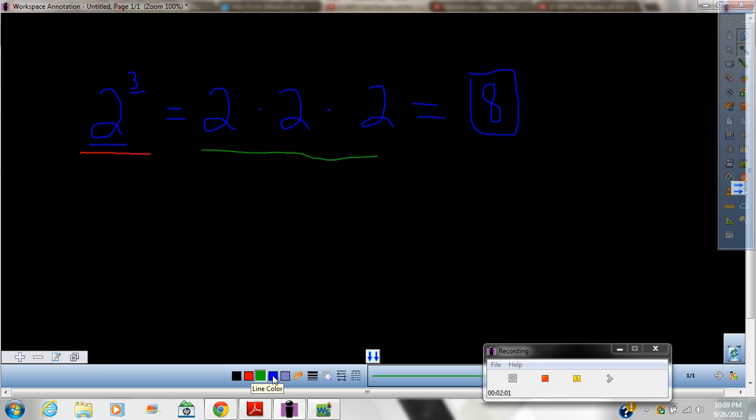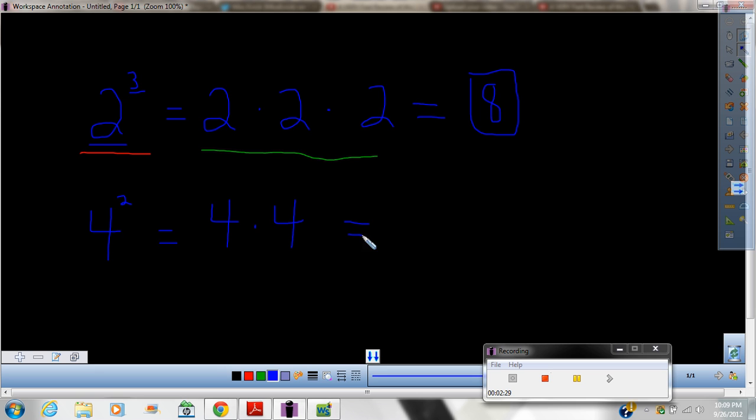Let's try another one. Let's do 4 to the second power. 4 to the second power, I have my base of 4, my exponent is 2, so that means I take 4 and multiply it by that same number, 4 times 4, twice. 2 is my exponent, I multiply my base 2 times together.